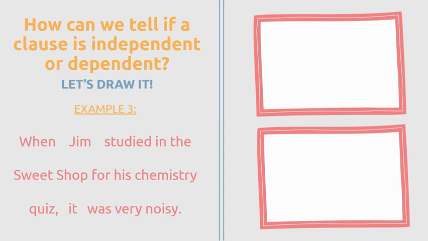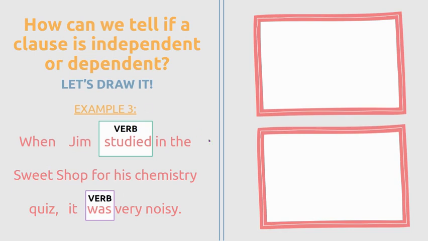Let's check it. Do we have a clause? I have a verb: studied. Wonderful. I've got to look for the rest of it. "In the sweet shop for his chemistry quiz, it was very noisy." Uh-oh. We have a state of being verb here: am, are, was. I was hungry. That means I have another verb.